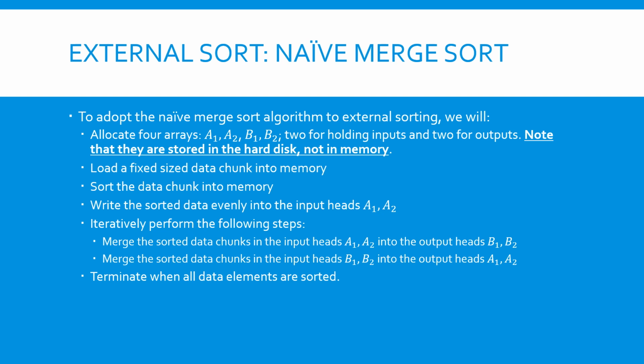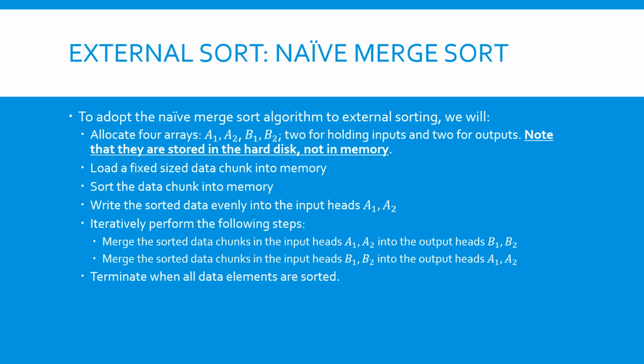Given the input data, we will first read a fixed number of elements in memory and sort them internally. Then, we write a sorted list into one of the input arrays. When deciding which array to write to, we select the array that contains fewer elements. For example, if A1 contains more elements than A2, we shall write to A2, and vice versa. After processing all data elements, we should have written the inputs as small sorted data blocks evenly in A1 and A2.